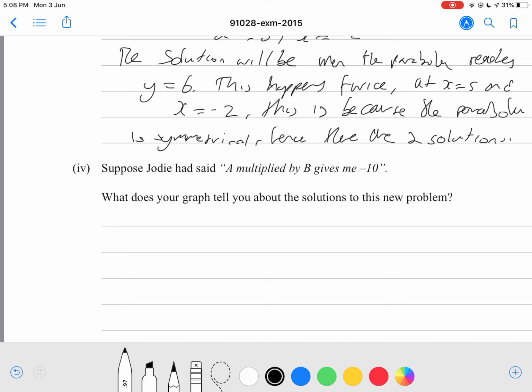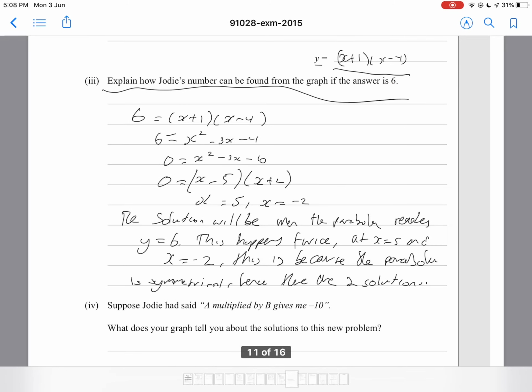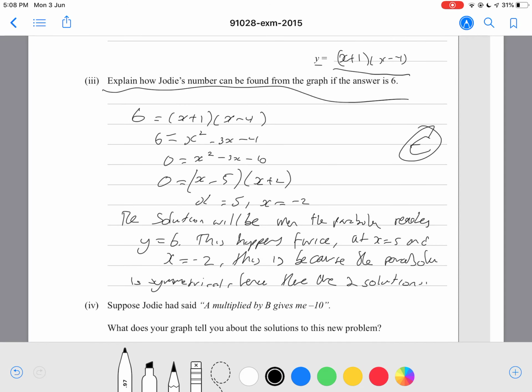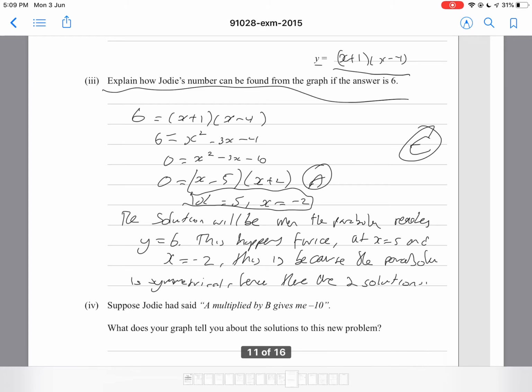Okay, so this will get you an excellence grade here, for a clear explanation of why there are two solutions. So you explain that the parabola is symmetrical, and it happens when the parabola reaches y equals 6. You don't have to have the solutions, but the solutions can help with your explanation. To get an achieved, you're looking at finding both of these solutions. So right here, that'll get you an achieved. And you can't get a merit grade for this question.